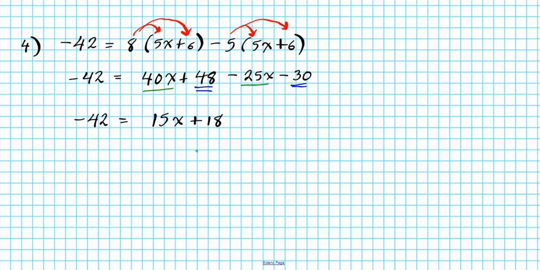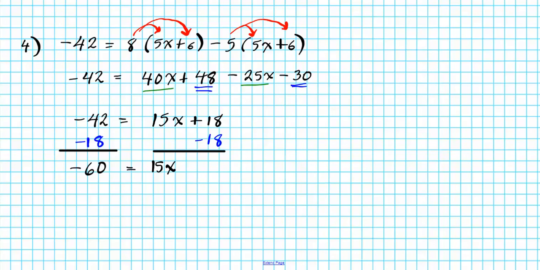All right, now that we have combined like terms, we are going to proceed to get the variable term isolated. So we'll subtract 18 from both sides. Okay, now if we combine like terms on both sides of the equation, let's see what happens. On the left side, we have identical signs, so we'll add and keep the sign. So we have negative 60, sorry. On the right side, the 18s cancel out since they're opposites, equals 15x.